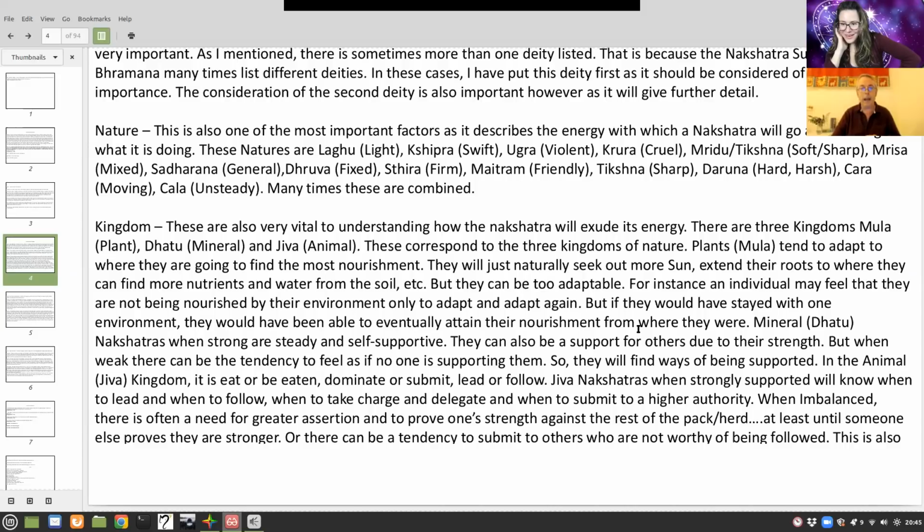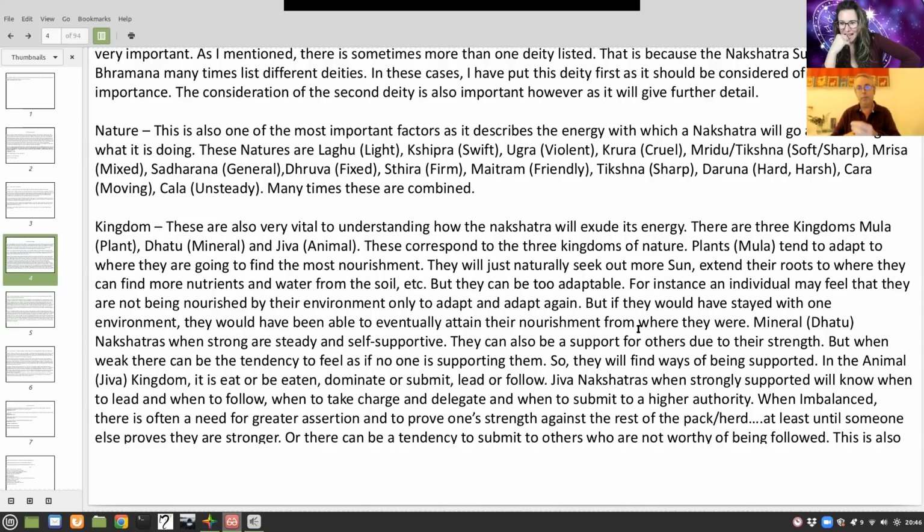So if you have your Darakaraka in a Jiva Nakshatra, that means you're naturally going to gravitate towards partners that are more assertive, right? And you can often find that people who get into relationships with Darakaraka people who have Jiva Nakshatras will be really interested in finding somebody stronger than them. They always want someone who's stronger than they are.